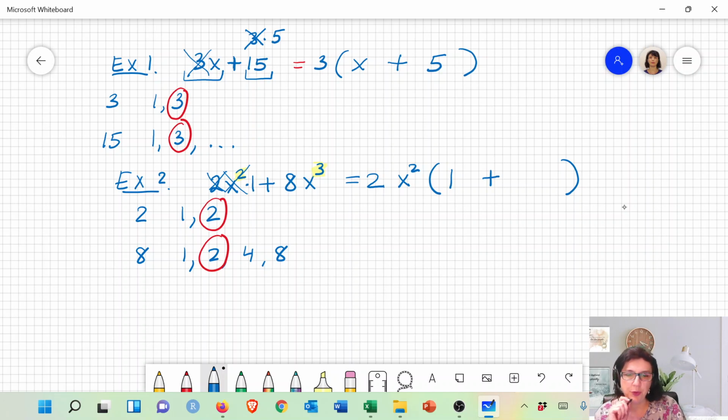Okay, so here we have to think. First of all, we're taking 2 out of 8. So we get 2 multiplied by what is 8? Well, that would be 4, right? So if I take 2 out, what's left is 4. So 4 is going to be there.